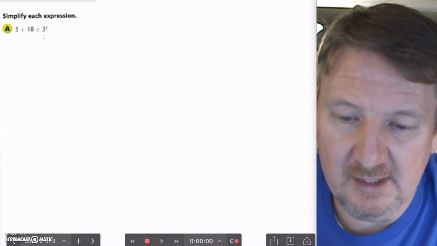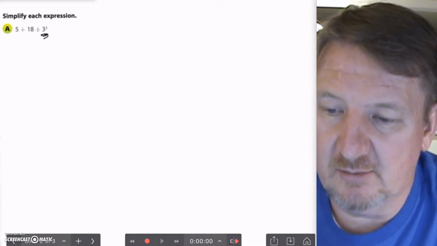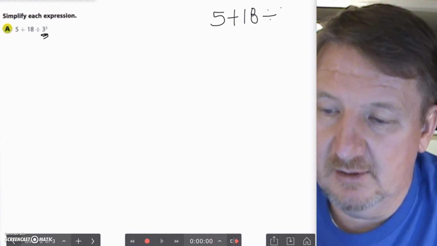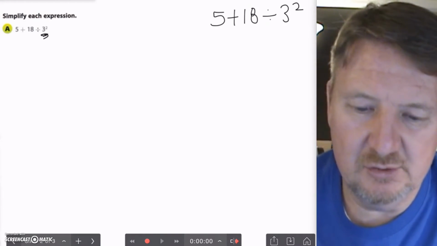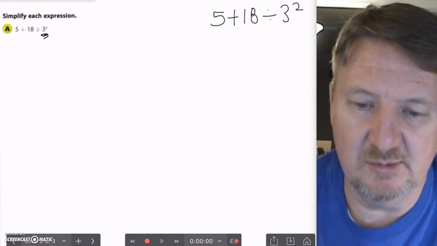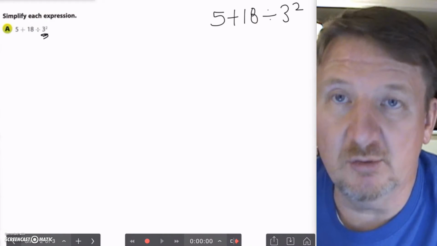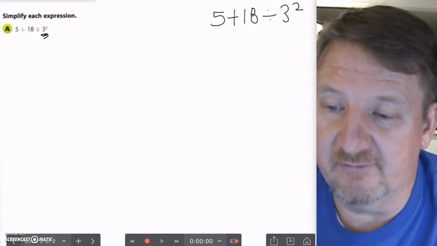I'm writing in white again. And I got some exponents right there, 3 to the second power. So I'm going to write this over here: 5 plus 18 divided by 3 to the second power. When I do my problems, I usually work down. That just makes the most sense to me. And this is going to go back to, not order of operations, but your criteria for credit, which we talked about at the beginning of the year. You need to kind of focus on that.